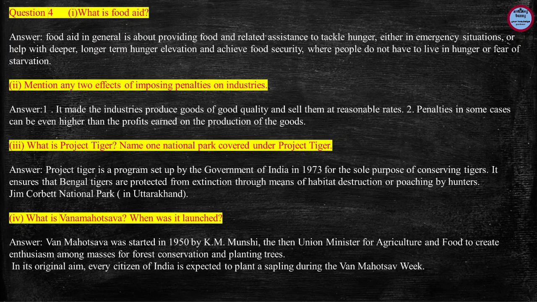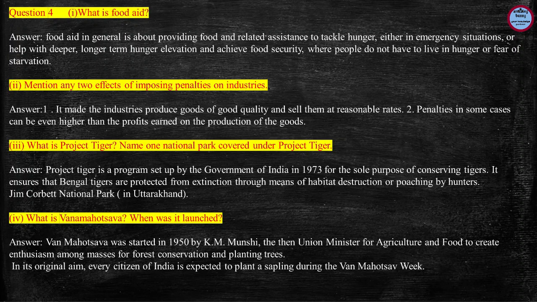Next question. What is Project Tiger? Name one national park covered under Project Tiger. So Project Tiger is a program set up by the Government of India in 1973 for the sole purpose of conserving tigers. It ensures that Bengal tigers are protected from extinction through habitat destruction or poaching by hunters. And the name of the national park is Jim Corbett National Park, which is in Uttarakhand.